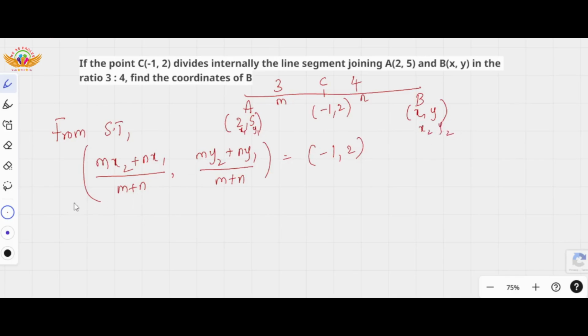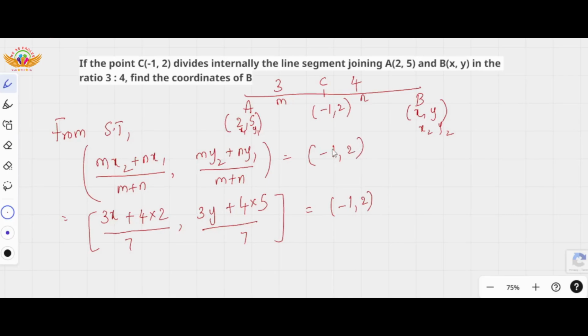Let us substitute now. What is m? 3. What is x2? We don't know, that is x. n is 4. x1 is 2, divided by 4 plus 3, 7. m is 3. What is y2? I don't know, y. Plus n is 4. y1 is 5, divided by 7. That is equal to minus 1 comma 2.